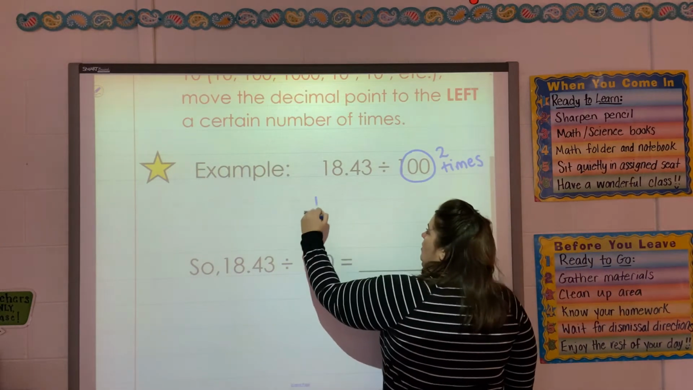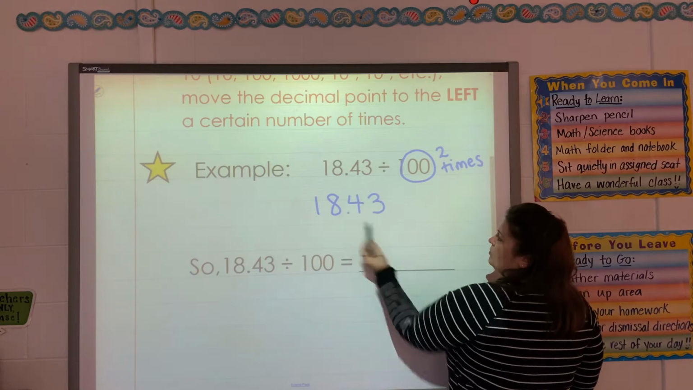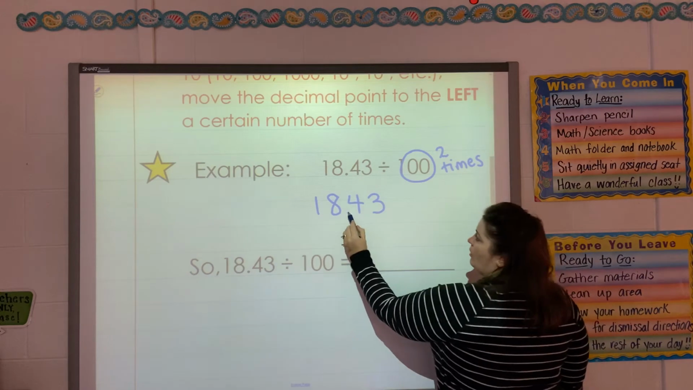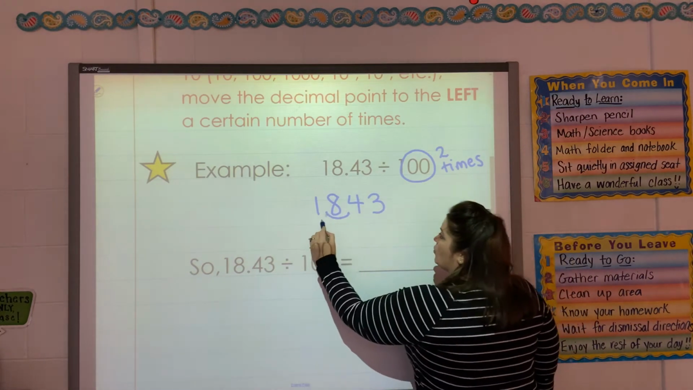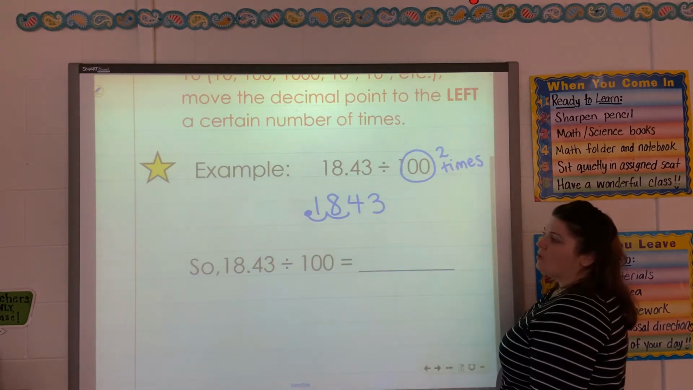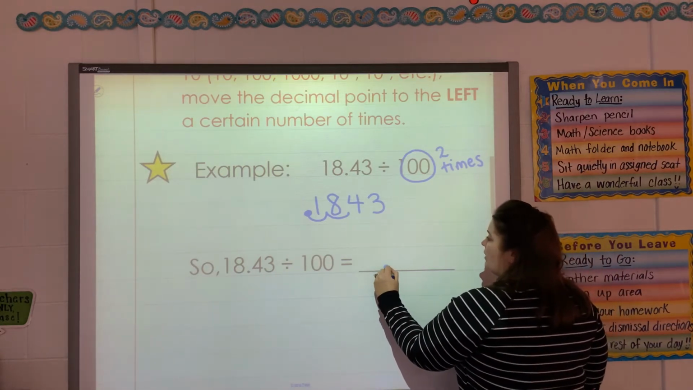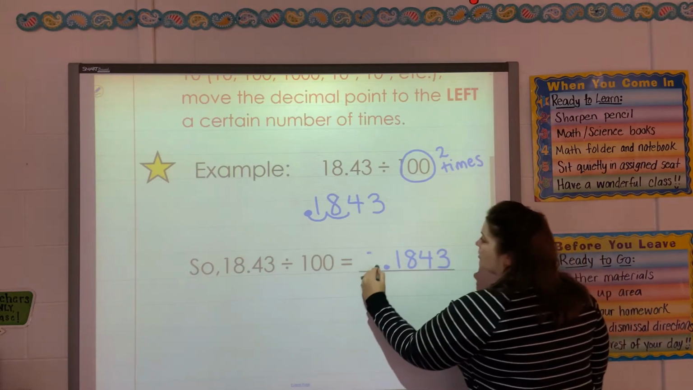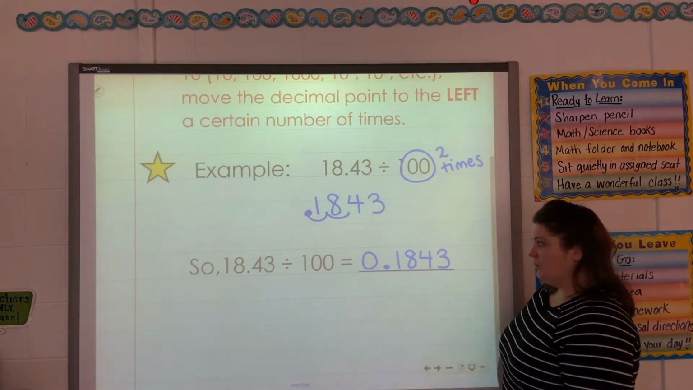So let's take our number. Our existing decimal point was between the 8 and the 4. We're moving it twice to the left. Once puts it between the 1 and the 8. Twice puts it right in front of that 1. So 18 and 43 hundredths divided by 100 gives us 0.1843. And I like to put a 0 before the decimal point to show there are no holes.